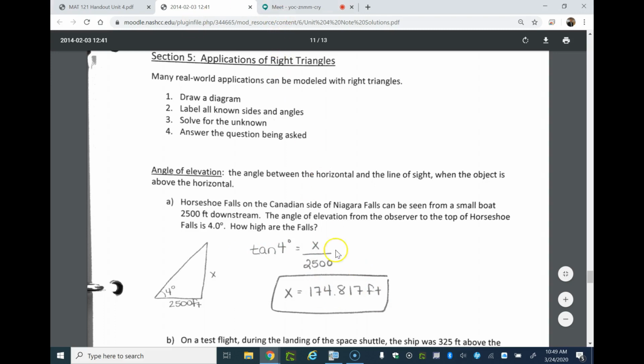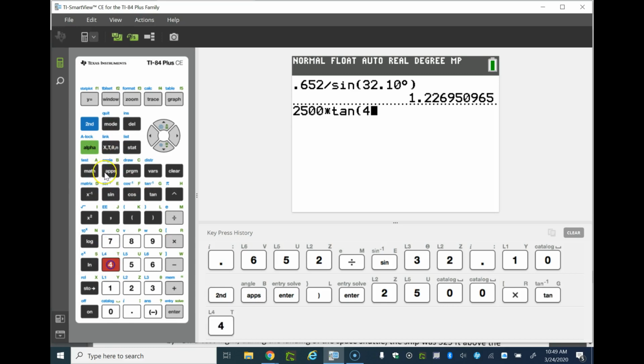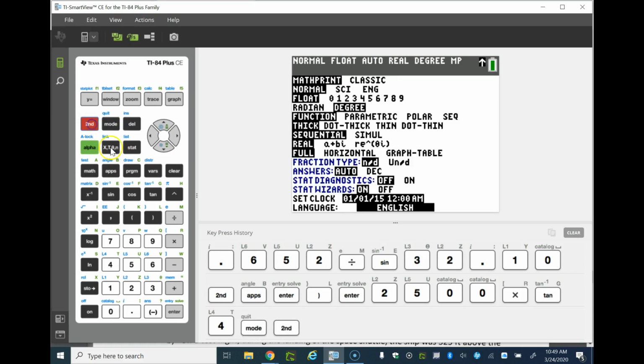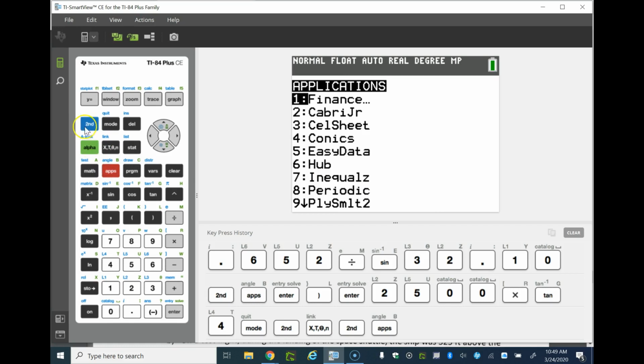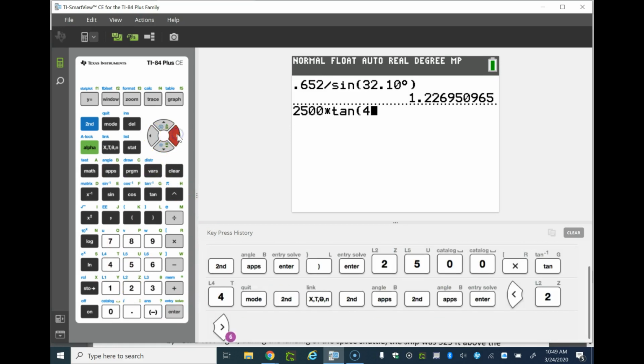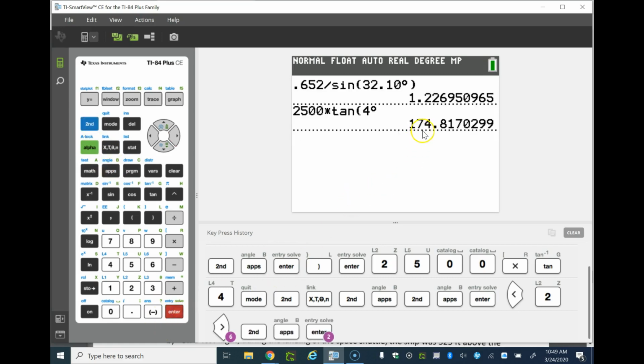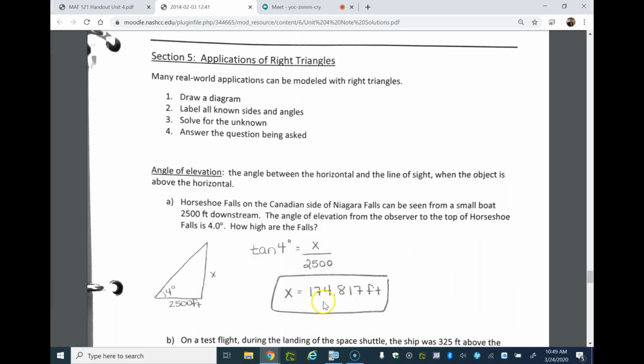So just to give you another quick example on the calculator, 2500 times tangent of 4 degrees. I'm going to get my buttons right sooner or later. Okay. Oh goodness, it went over here. So 174.8, and yeah, it does match exactly.